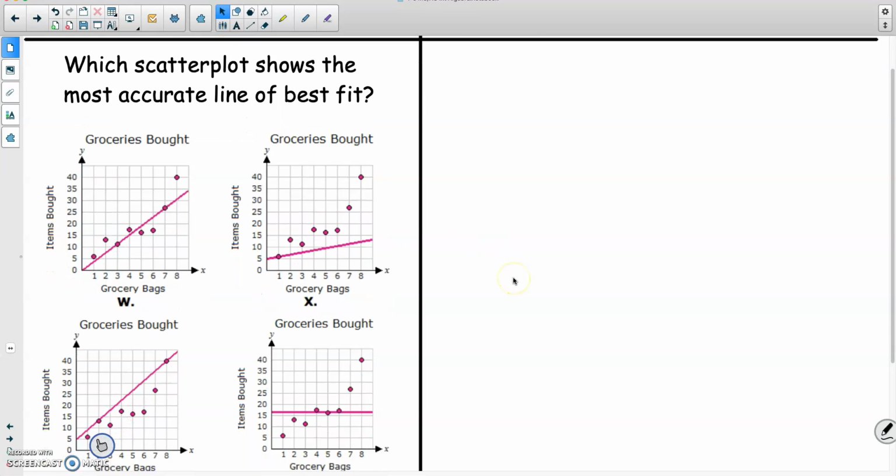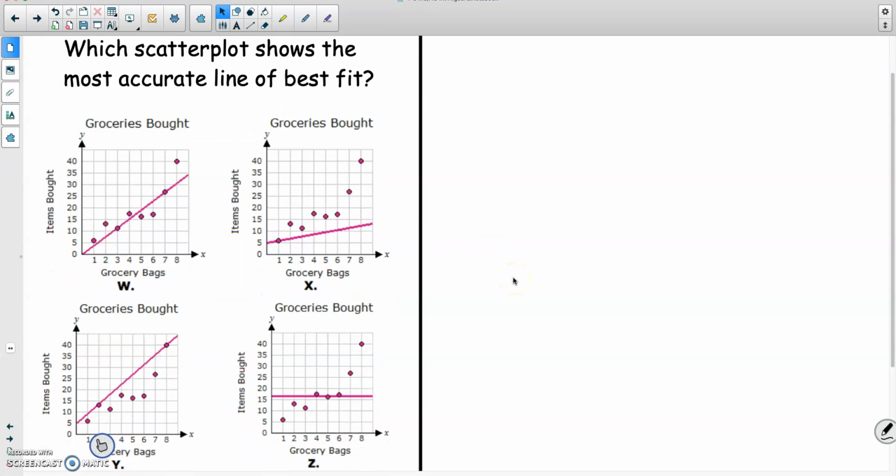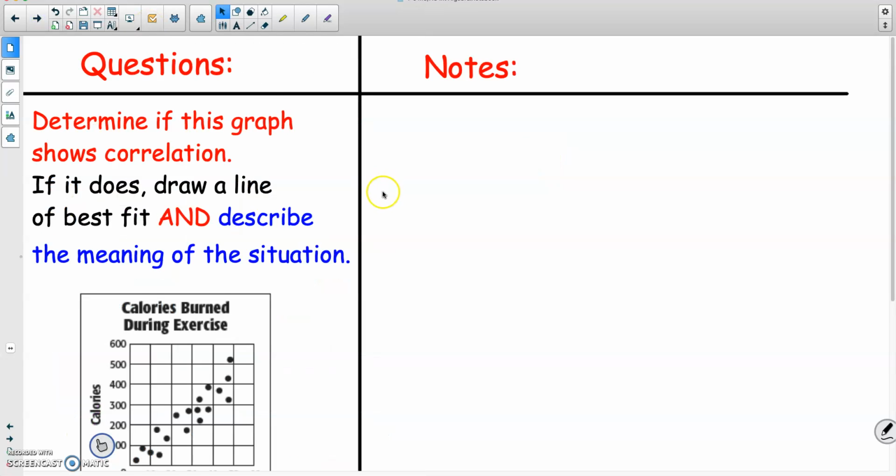All right, first question, which scatter plot shows the most accurate line of best fit? Well, hopefully you can look at these and determine that it would be W. Because if you look at the lines for the other ones, one of them here has dots that are all up above. Another one has the dots all below. And then the last one has a line going straight across, and the dots are definitely not in a pattern that's horizontal going straight across.